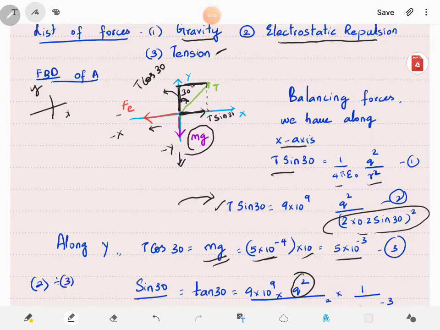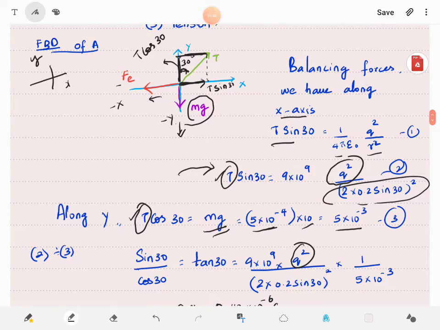So from equations 2 and 3, we have two unknowns basically. One is the tension, which is not known to us, and also the charge on each pith ball, which is supposed to be calculated. What we do from equations 2 and 3 is divide both the equations so that we can eliminate the tension.